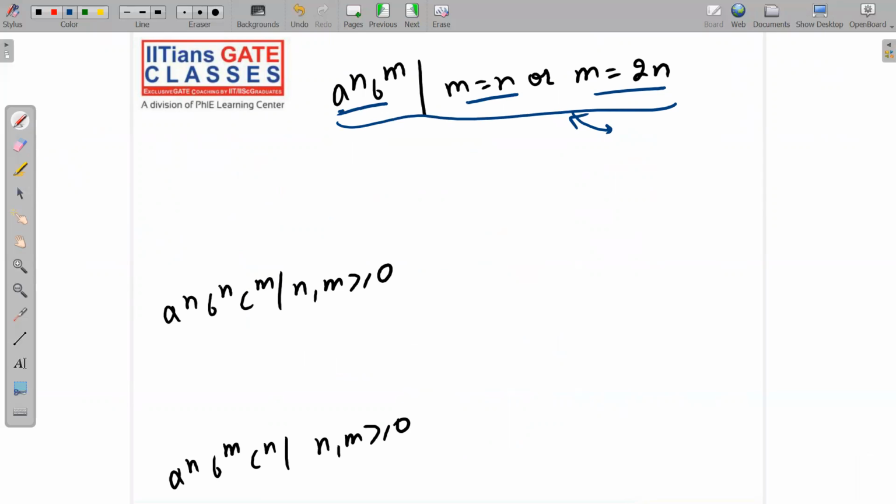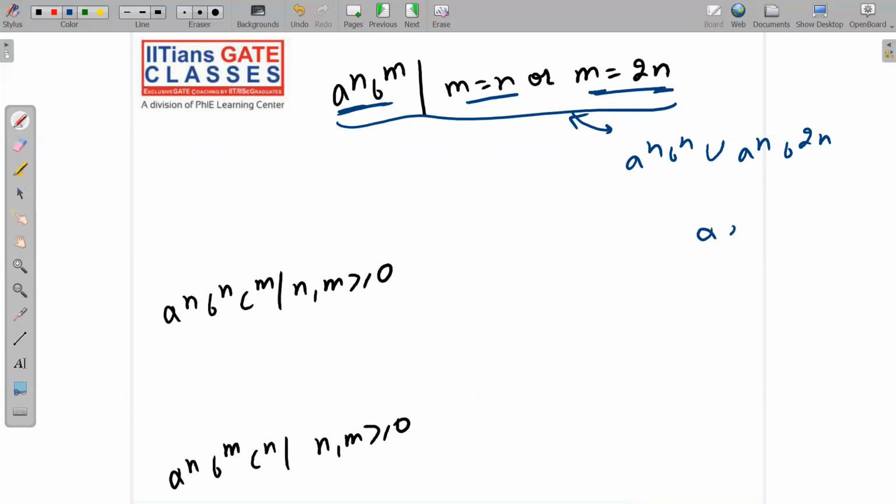m is equal to n means what? The A's and B's are equal. Or m is equal to 2n means what? The B's are twice that of the A's. So this language can be written as A^n B^n union A^n B^2n. I hope I have made the point clear. So this entire language can be written like this also: A^n B^n, A^n B^2n. Now see here carefully.